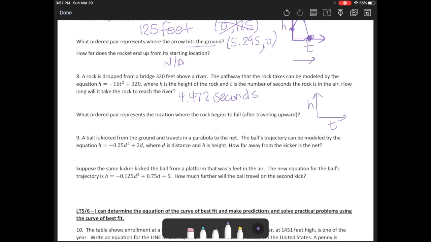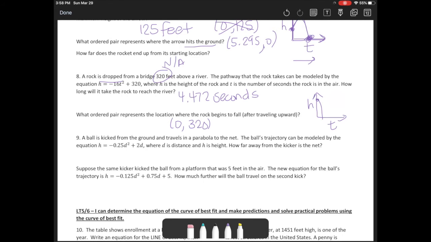What ordered pair represents the location where the rock begins to fall after traveling upward? Actually, the rock doesn't begin to fall because it's dropped from a bridge and it's 320 feet in the air. So 0, 320. That's basically the point right there where it starts to fall, okay?